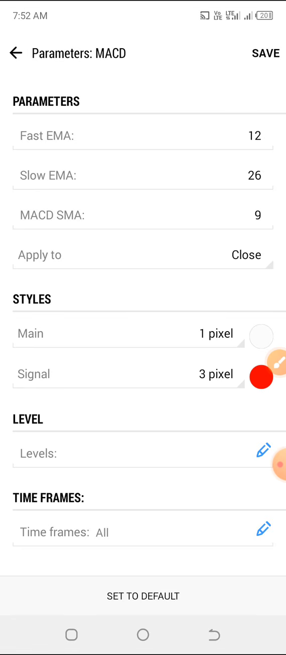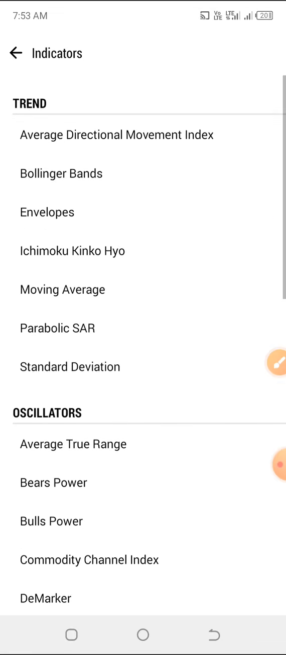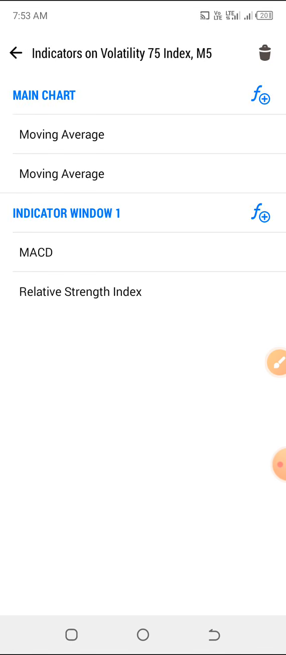Do you get that? So now for style, I make the main base line my background color because I don't need the histogram lines. Okay, so now I use the signal line to confirm my trend. So I have to add relative strength index on the same window 1. So for you to do that, please go back to the same indicator window 1 and touch this place. Then from there, add up any of these things except they are not in the same category. So from there, I add this one.